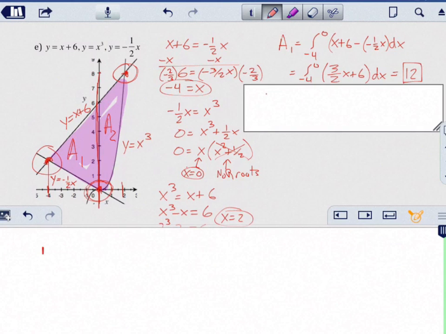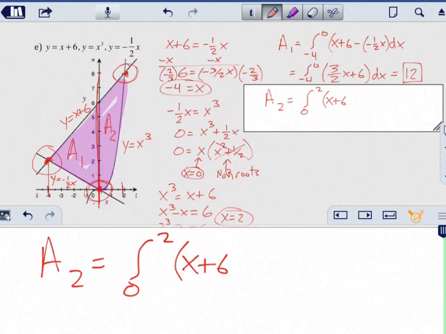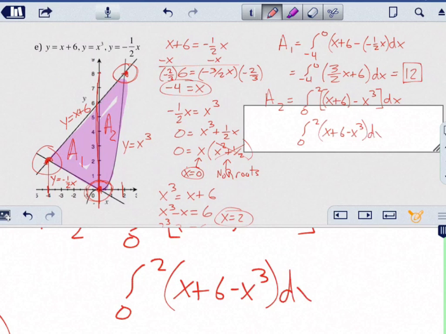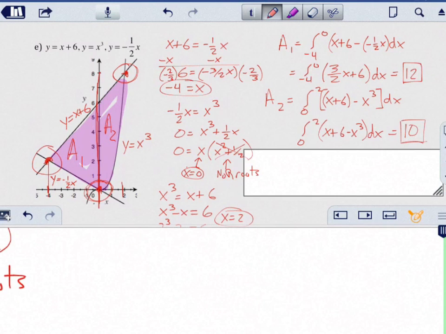And then A sub 2 is going to be the integral from 0 to 2 of the top function, which is still x plus 6, minus the bottom function, which is x cubed, with respect to x. If we just put that in order, we'd have x plus 6 minus x cubed, really nothing changing there. And when we calculate this, we get 10. And so overall, the total area will be 12 plus 10, or 22.